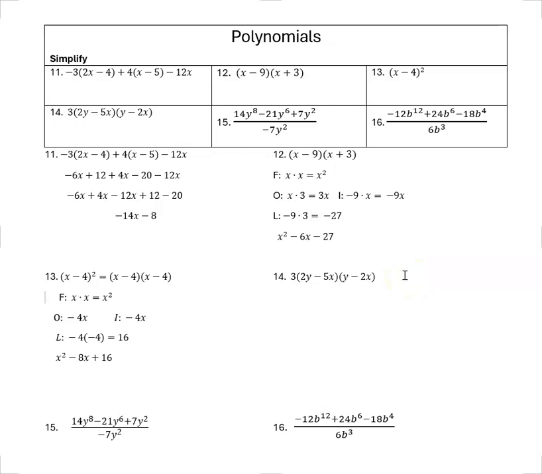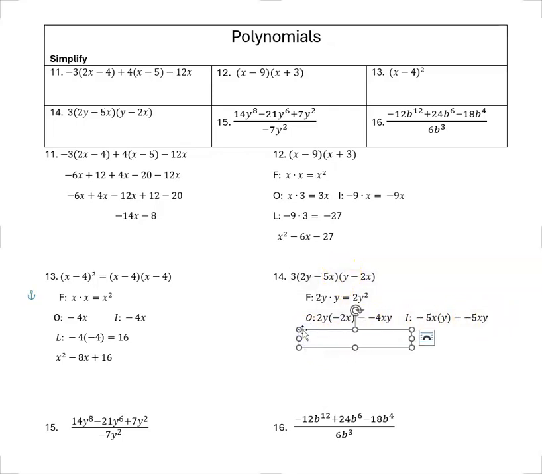Number 14 is a similar type of problem, but you're going to FOIL, and then you're going to multiply that result by 3 to get your final answer. So looking at the F, we have 2y times y, which is 2y squared. Then looking at the O and the I, the outside is 2y times -2x, which is -4xy. And the inside is -5x times y, which is -5xy.